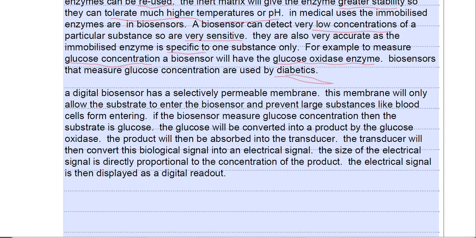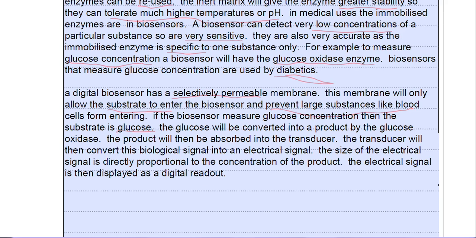So I've mentioned the selectively permeable membrane initially, okay, which is there. I've stated that this membrane will only allow the substrate to enter and prevent large substances like blood cells from entering. It is important, I think, because the question is asking about glucose measurement, that you say that the substrate is glucose. Alright, I think that's very important to put in essays as well as short answer questions on immobilised enzymes.